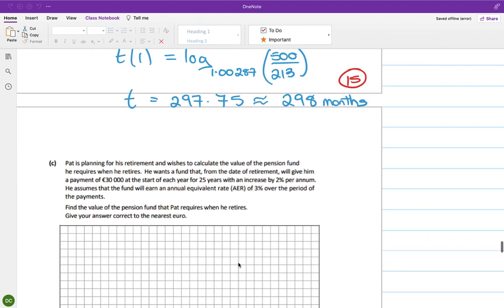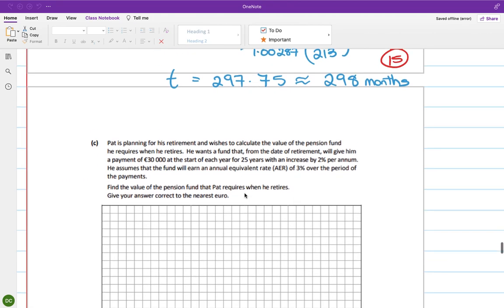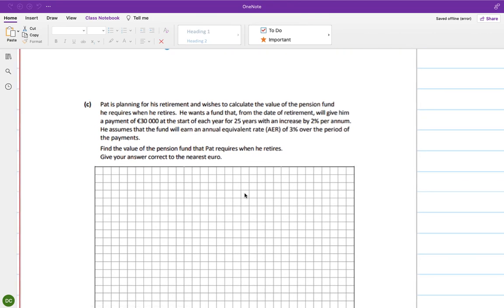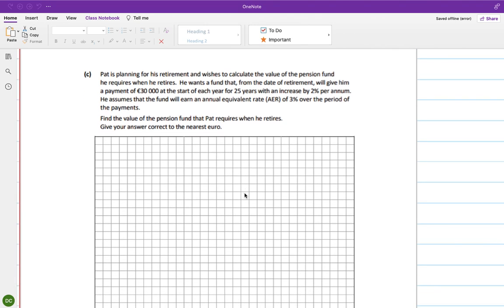All right, and the last one, I had a look at this earlier because I saw the two percentages. I'm not going to include this in the test because I have never seen a question like this before. I'm going to show you how to do it, but I'm not going to include it because it's weird. Anyway, so Pat is planning for his retirement and he wishes to calculate the value of his pension fund.